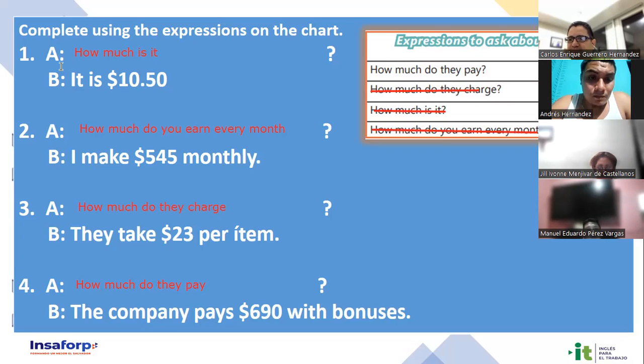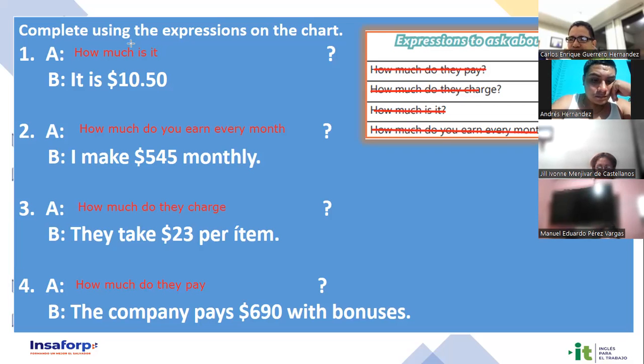How much is it? Esau? It is $10.50. Or you can say 10 is 10. There are many ways. I will explain. You can say it's $10.50. Or it's 10.50. Or it's 10 and 50 cents, right? Many options. The most common is okay. It's 10.50. How much is it? It's 10.50. Okay, thank you very much, Esau and Cristi.